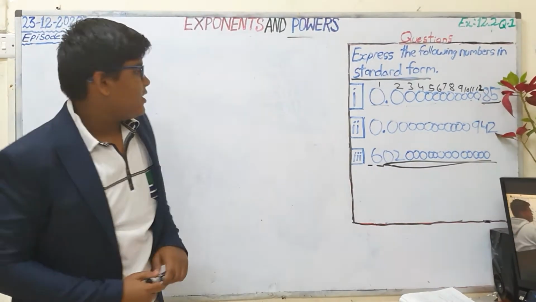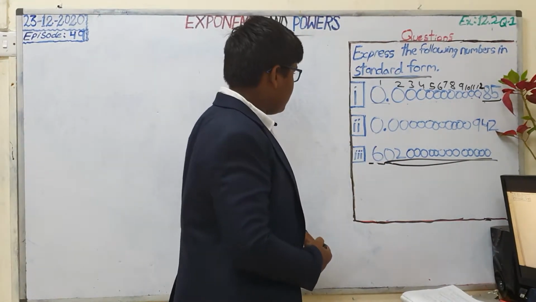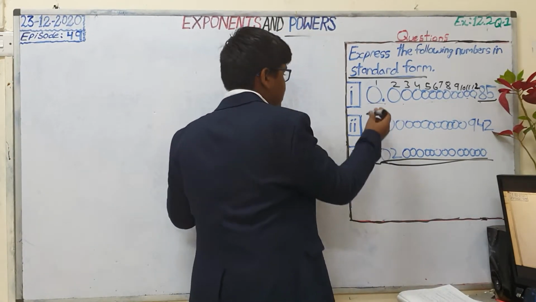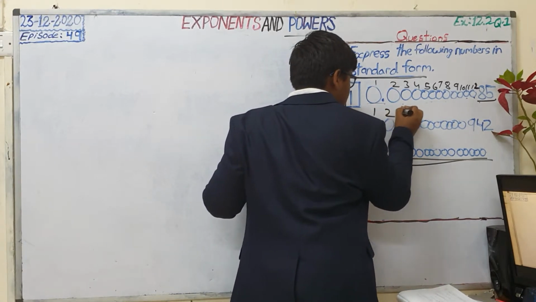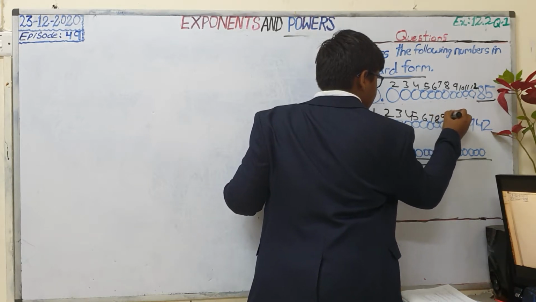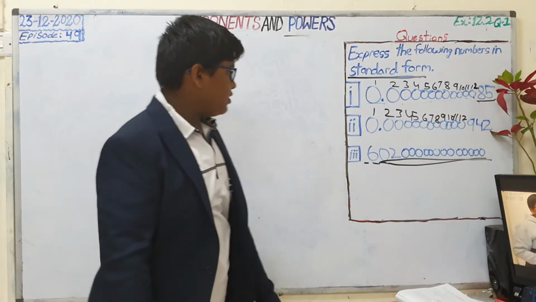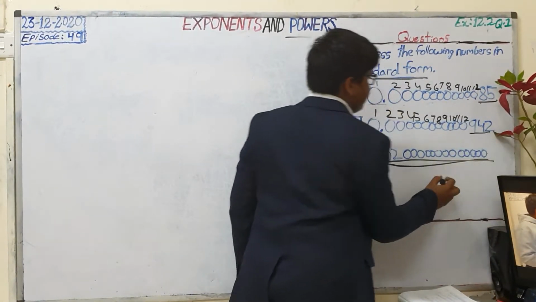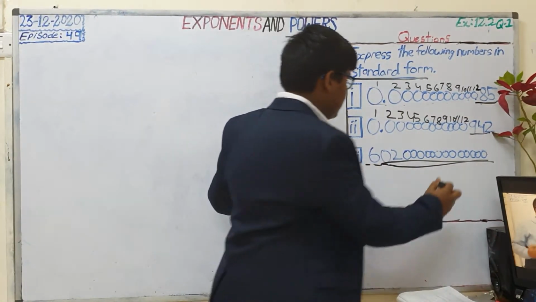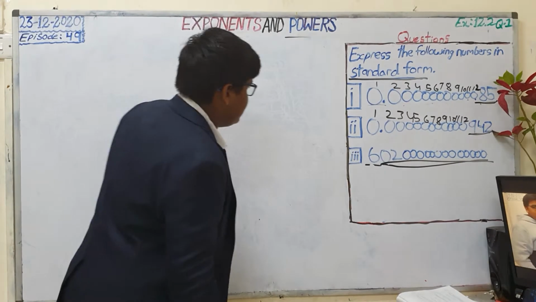Okay, now this is sub question number 2 from question number 1. Now the question is 0.000, and let's count the zeros first. 1 2 3 4 5 6 7 8 9 10 11 12. Here also we have 12 zeros, but here we have three digits. In our first question we had two digits, but in this second question we have three digits.